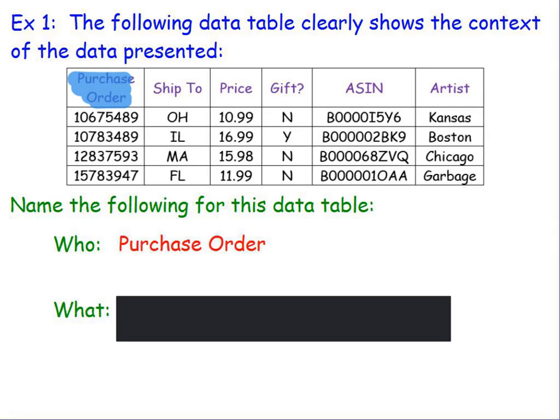Now, what did we study about the purchase orders? Well, on the previous slides, we talked about your what's are your variables. They are your other columns. Well, if we look at our other columns, we have a ship to, a price, was it a gift, an ASIN, and an artist. By the way, an ASIN is just a code that's specific to a product. So those just happen to be the what's.